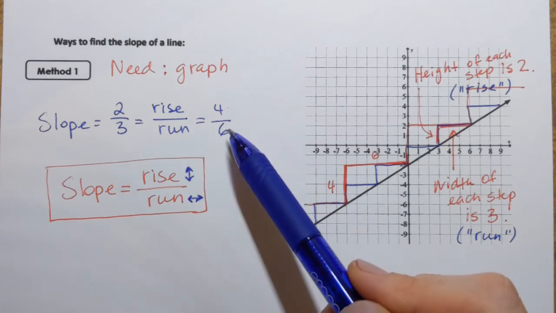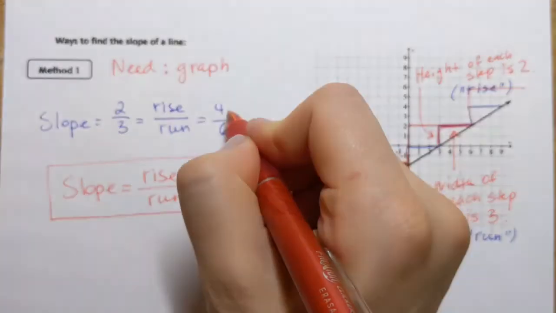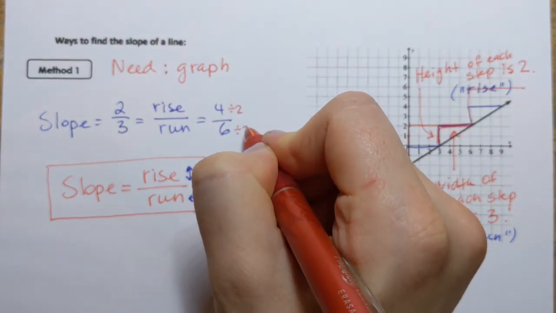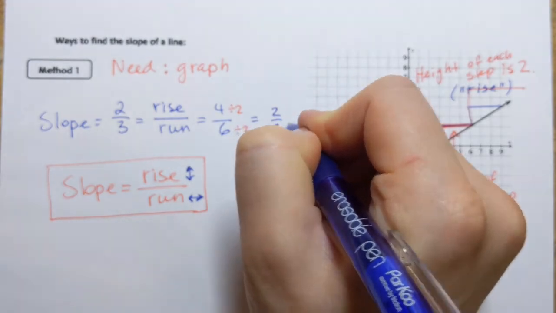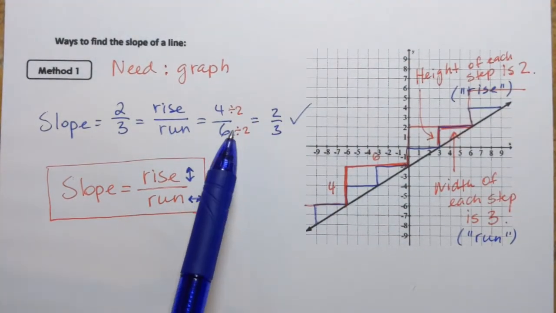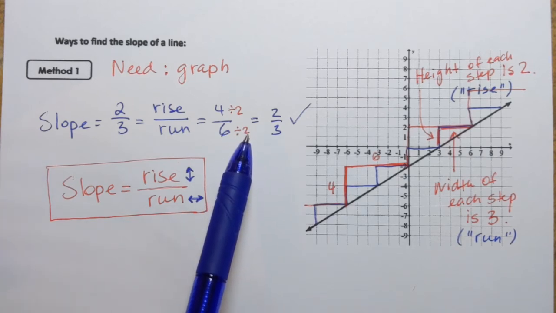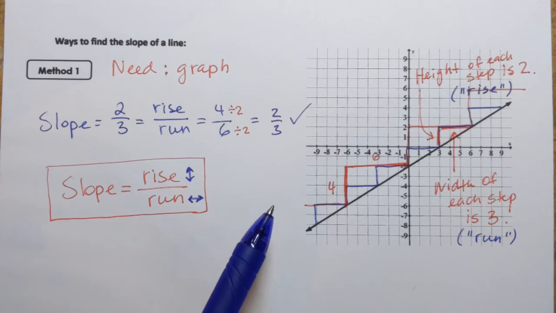However, this fraction is not in the simplest form. I can simplify it, right? If I divide out 2, so in other words, I divide 4 by 2 and 6 by 2, I'm going to obtain exactly the same number that I got in the first place. So, see how it's exactly the same. So it means that when we're calculating slope, we want to put it in the simplest form, simplify the fraction.